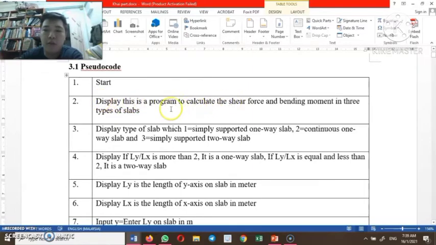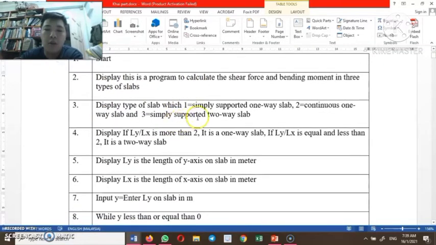shear force and bending moment in these 3 types of slab. What are the 3 types of slab? If the user types or selects number 1, it equals a simply supported one-way slab. If the user selects number 2, it equals a continuous one-way slab. Number 3 equals a simply supported two-way slab.